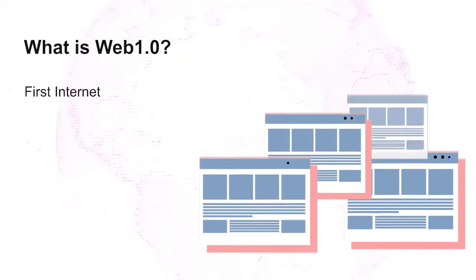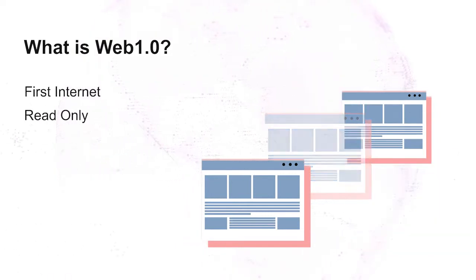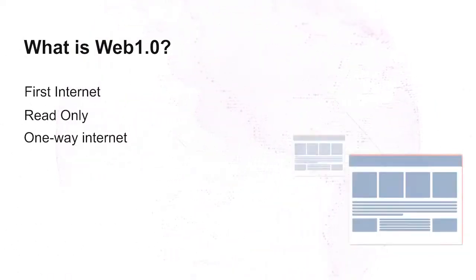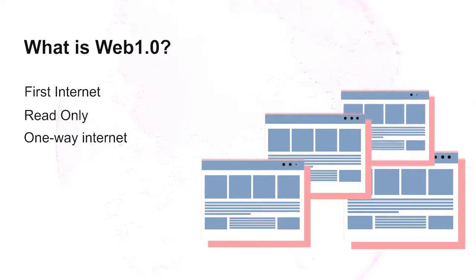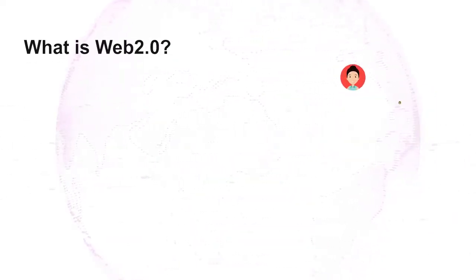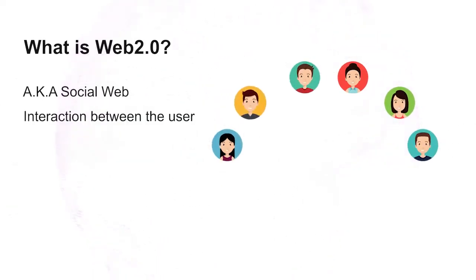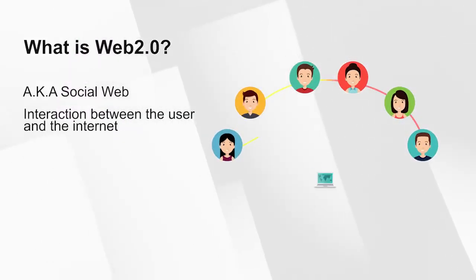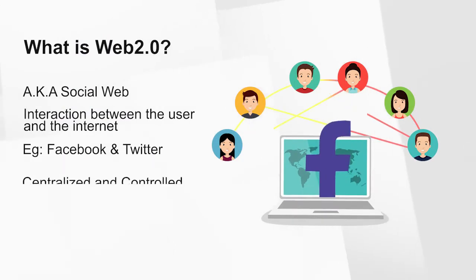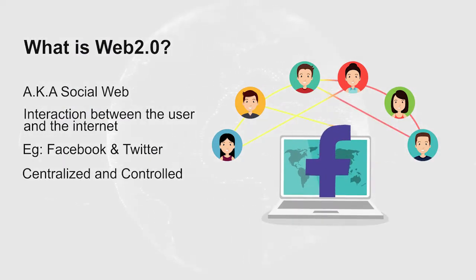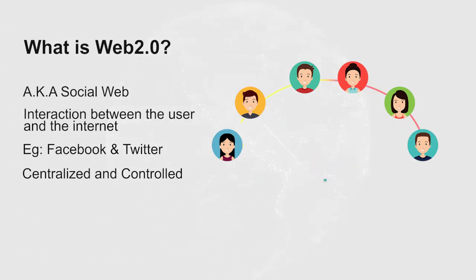In a nutshell, Web 1 is the first internet, also known as the static web, and it only provides information, that means it is one-way internet and cannot intake data from the users. Web 2 is also known as the social web, which is participatory, that means there is interaction between the user and the internet, which means the internet provides data as well as receives data from the users. It is also centralized, that means Web 2 is controlled by big owners of big companies, for example, Facebook and Twitter.